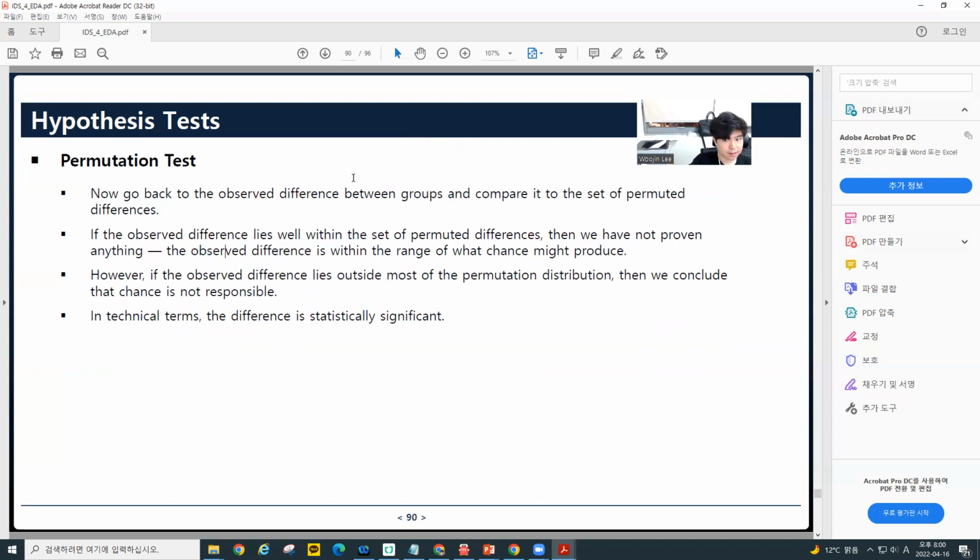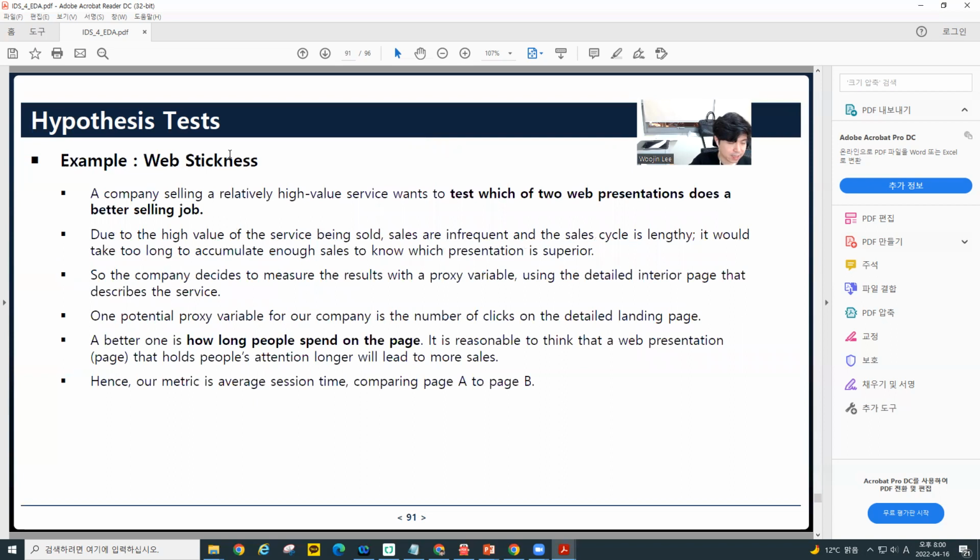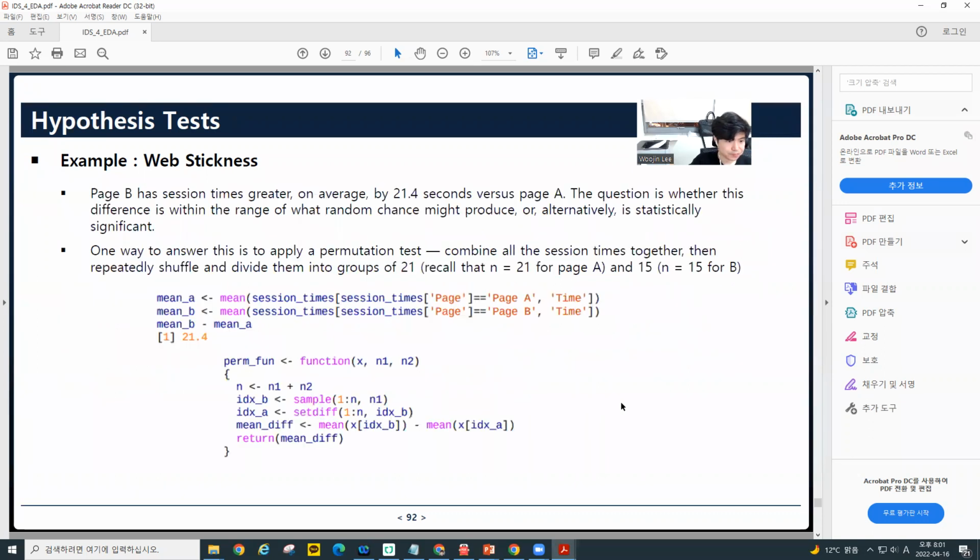So then I will provide an example of web stickiness. A company selling a relatively high-priced service wants to check two web presentations. Is one better or not? What we checked is how long people spend on the page, comparing page A and page B. We want to find out whether page A is really better than page B.